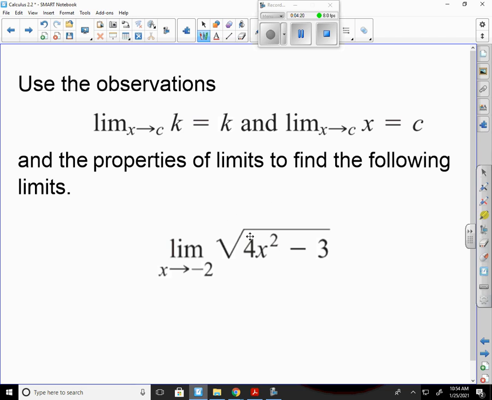But again, we can just do pieces again. So I'm going to do the square root of the limit as x approaches negative 2 of 4x squared minus the limit as x approaches negative 2 of 3.